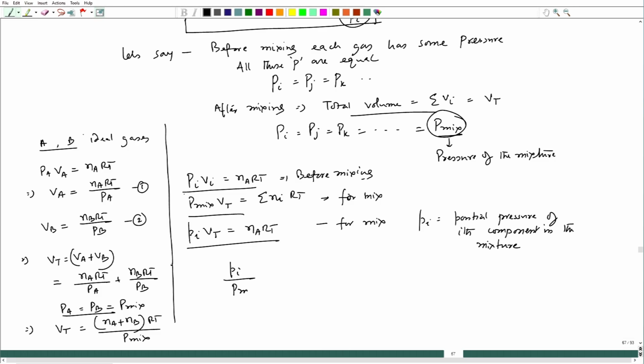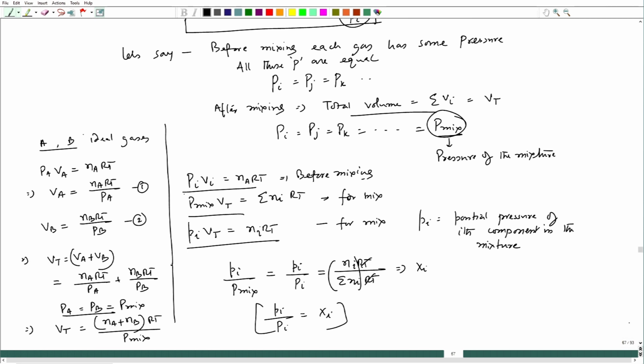p_i by P mix should be equal to p_i by capital P_i should be equal to N_i R T divided by N R T. Here please change it to N_i because this is the ith component. So, this is i, please change that. So, this quantity should be equal to X_i and these two quantities would get cancelled. So, p_i by capital P_i should be X_i.